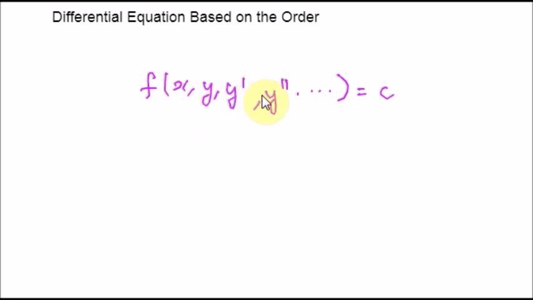y dash, y double dash and so on are the first order derivative of y, the second order derivative, and in case you have more than this, you can say that based on the order: first, second, third derivative and so on. And obviously c is some constant. Now let's see what the order and degree of a differential equation are.